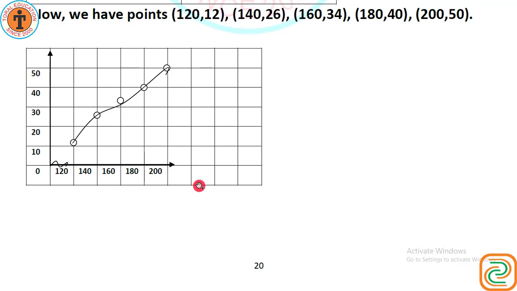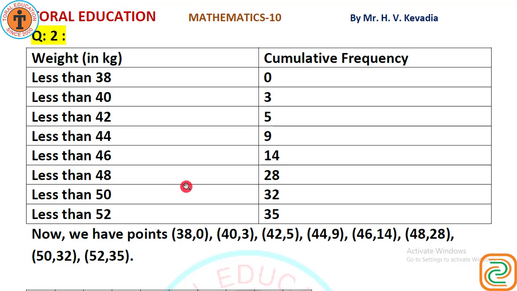Now let's go to question number 2. Here I am reading the question. During the medical checkup of 35 students of a class, the weights were recorded as follows. Less than type is given here: less than 38, 0; less than 40, 3; less than 42, 5; less than 44, 9; less than 46, 14; less than 48, 28; less than 50, 32; less than 52, 35.